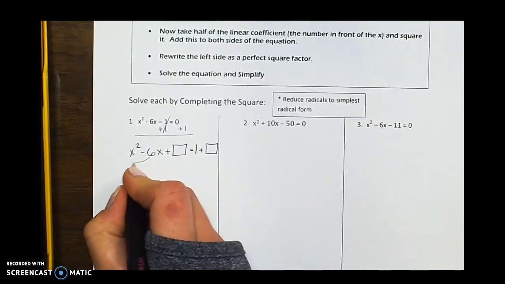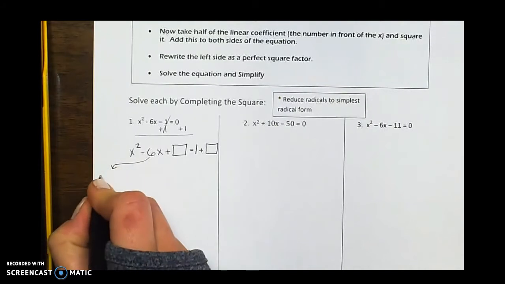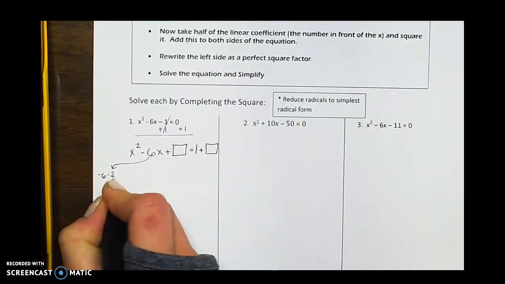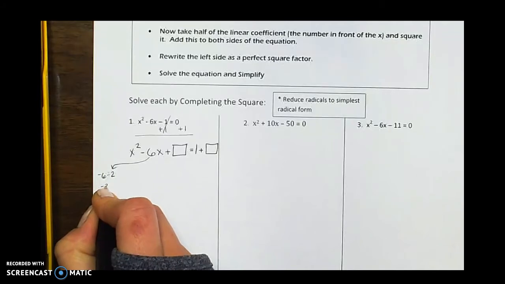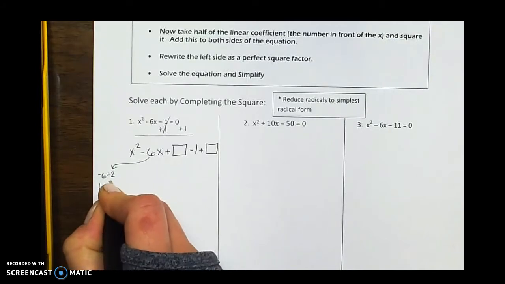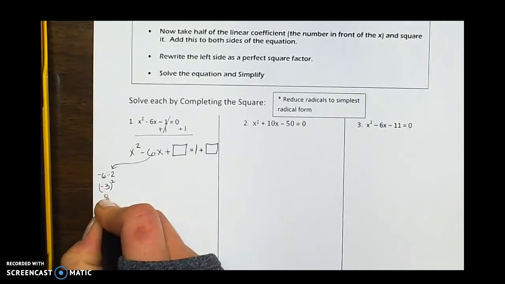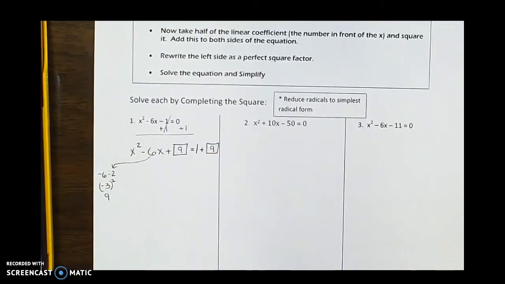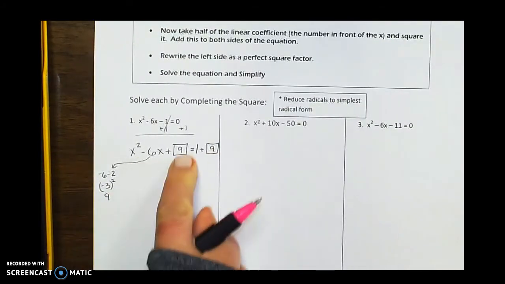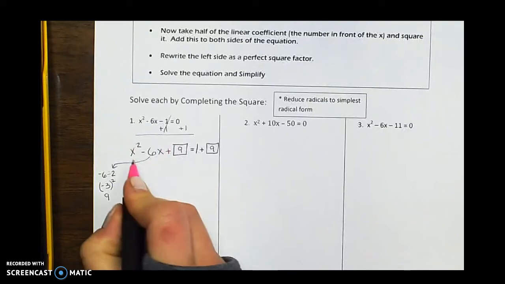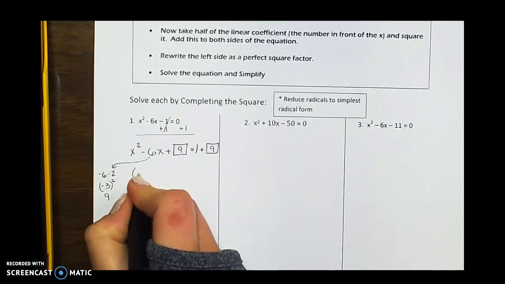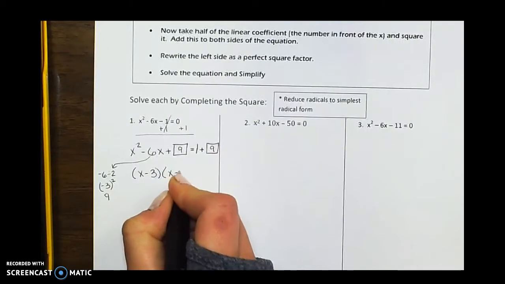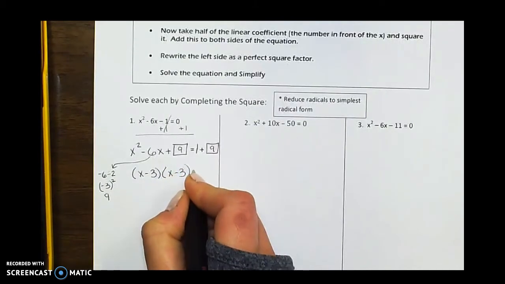This is where we're going to take that linear coefficient, the middle term, negative 6, and divide it by 2. When you divide by 2, you're going to get negative 3, and we're going to take that negative 3 and square it, and we get 9. So we're going to put a 9 in the square. Now we're going to go ahead and factor this side. So it's 3 terms. We're going to trinomial factor. So this is x minus 3 and x minus 3 equals 10.